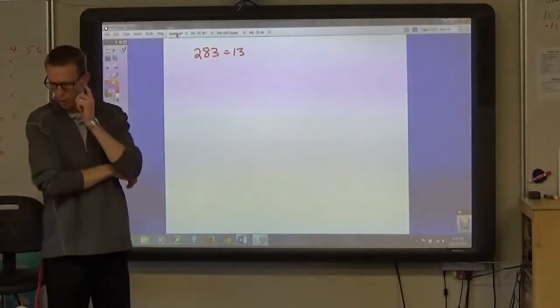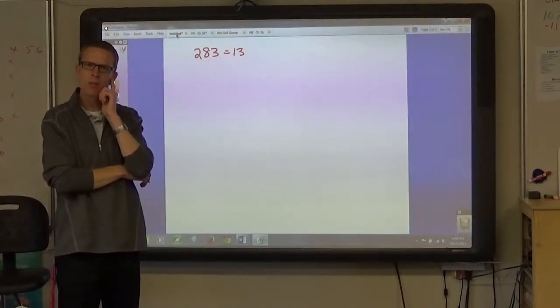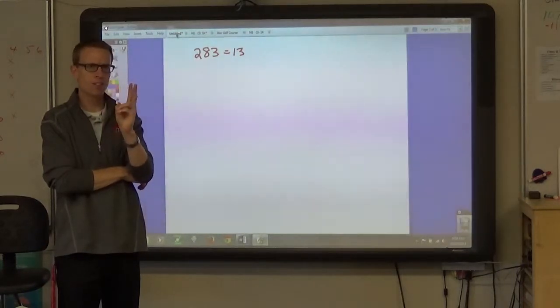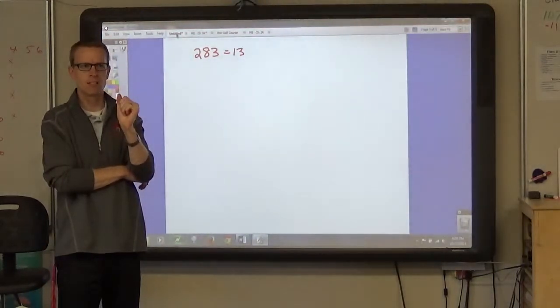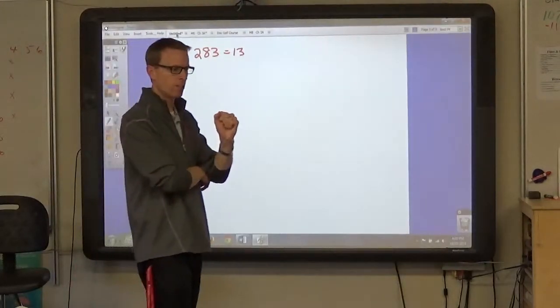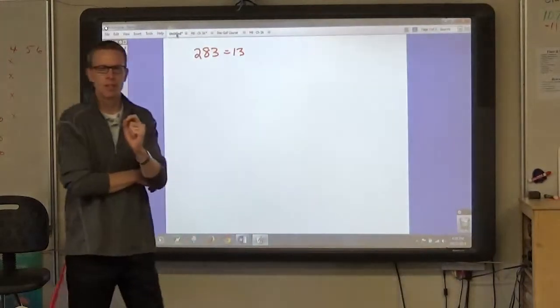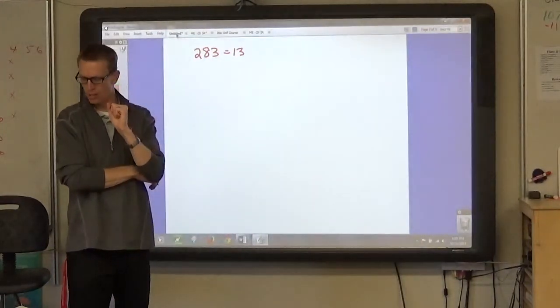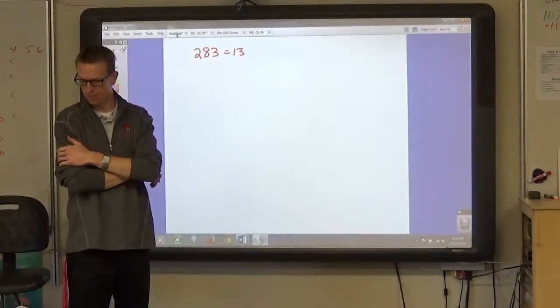What about 0? Is 0 prime or composite, neither or both? Think about it. Does it have 2 factors? Does it have more than 2 factors? No. So make sure that you know whether 0 is prime or composite.